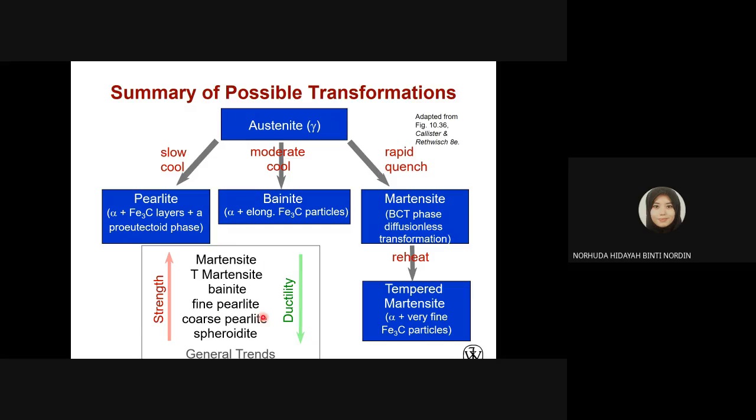Ductility is the other way around. Spheroidite has very high ductility. Martensite is very strong, so along this direction the ductility increases. So spheroidite is higher in ductility, and martensite has very low ductility. It's the other way around: if the material is strong, the ductility is low. Okay, that is all for today.